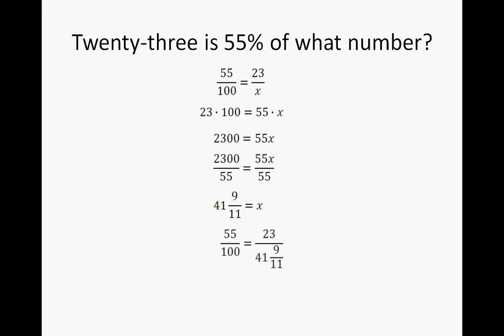So what this really means is 55 over 100, or 55%, and 23 is 55% of 41 and 9/11. So this is how you would make that statement in answer to the question.